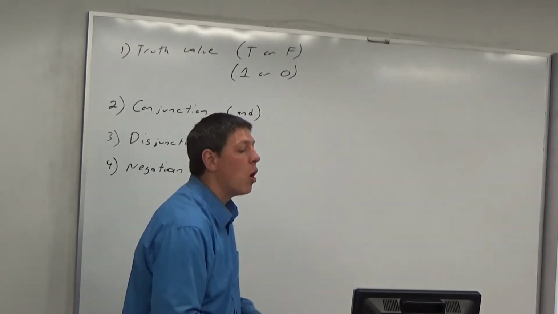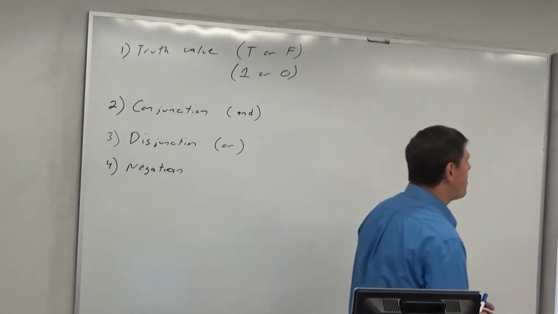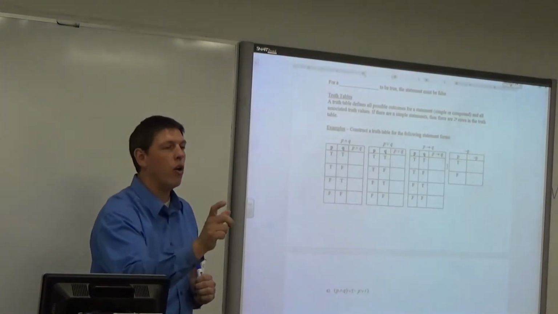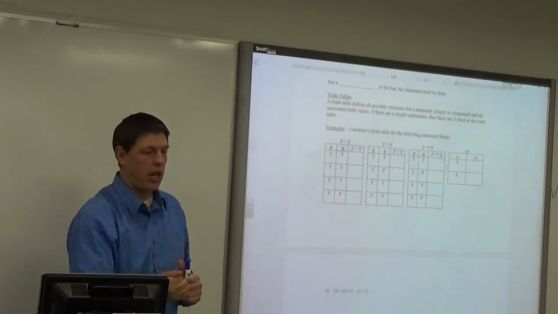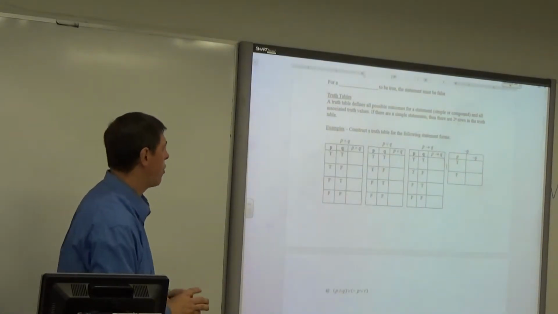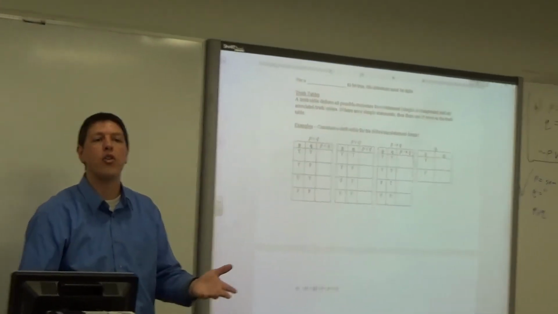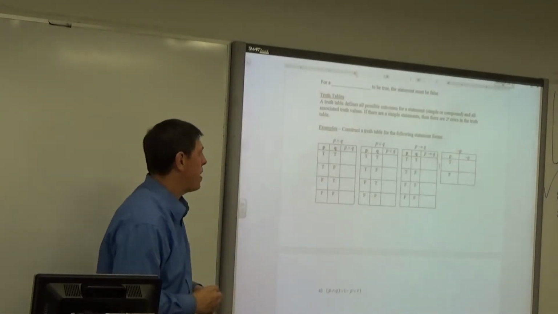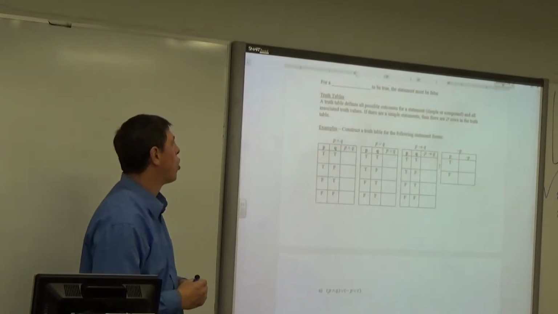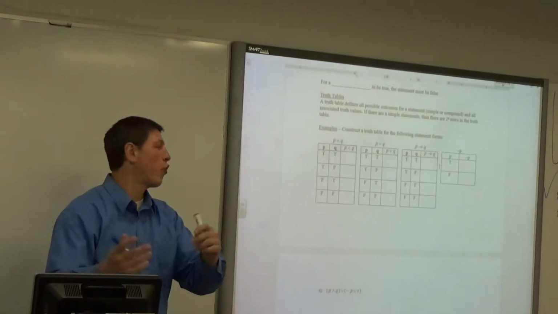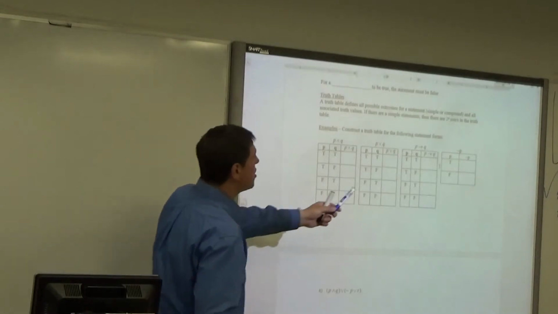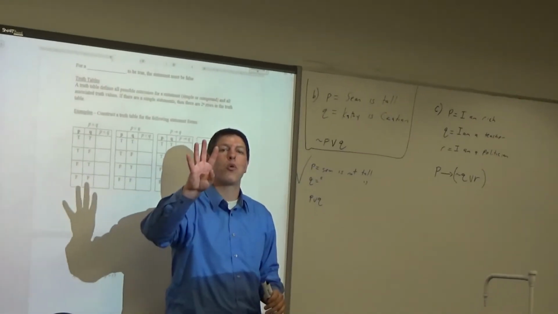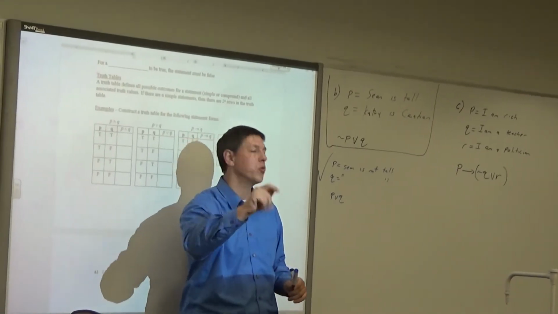So basically a truth table is going to be all the possible permutations that can come out from n statements in a compound statement form. Could be simple, could be compound, could be a whole bunch of them. If there are n simple statements, there are 2 to the n rows in the truth table. So for instance, our second example, we have 2 simple statements. That means there would be 2 squared or 4 rows.